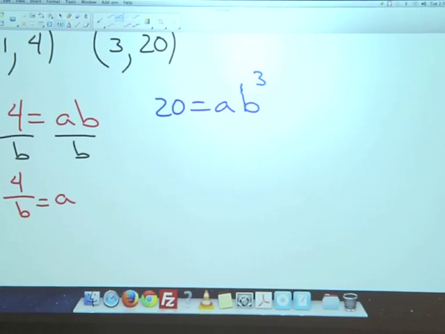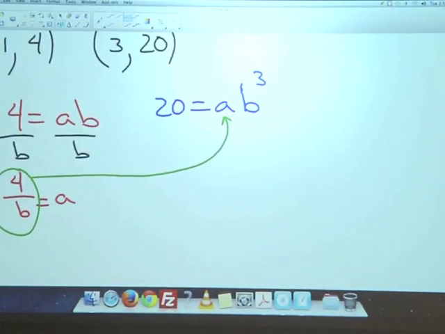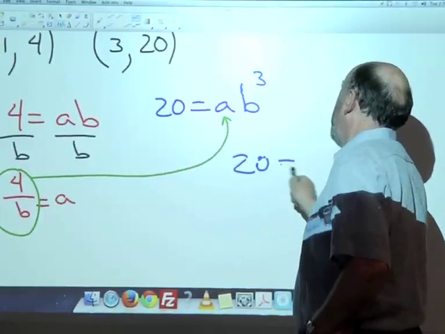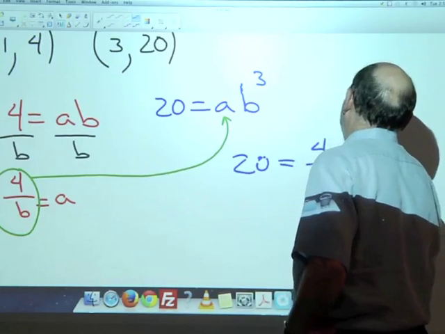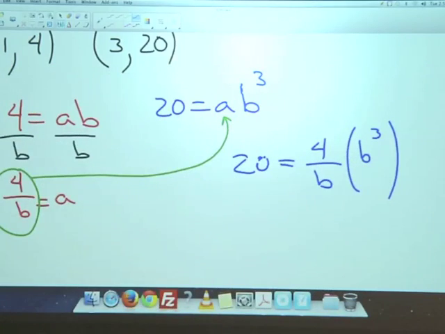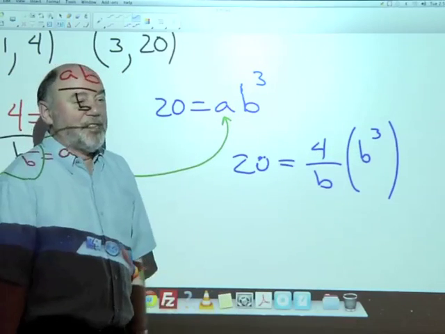So now what I'm going to do is take this here and substitute it in there for a. So now if I do that, we get 20 is going to equal 4 over b times b cubed. So, explain to me how this makes sense, because all I'm doing is substituting. Why? Because I need to find out what a and b are, and I can't do it if I have two unknowns. If I have only one variable, I can solve for b. If I have two variables, not much I can do with it.